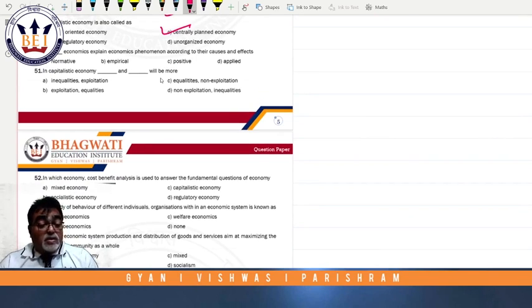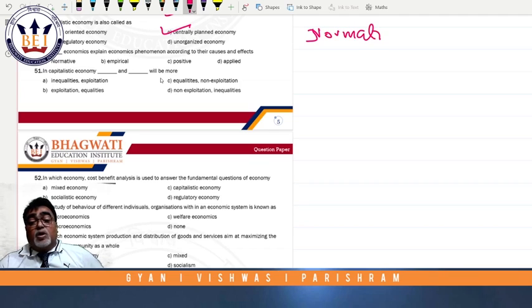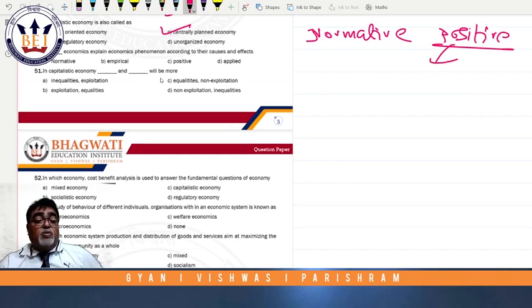50 is what? Explain the economy's phenomena according to their cause and effect. This is class 11, everyone has done. One is called normative, now this is called positive. Normative is what ought to be or what should be. So positive is only talking about cause and effect. The answer of 50 is the option.